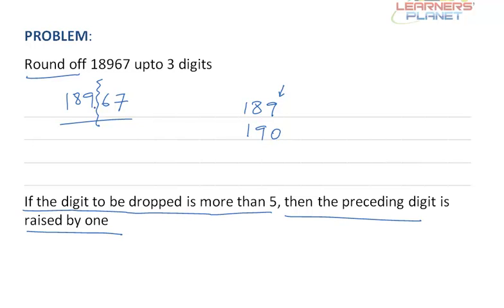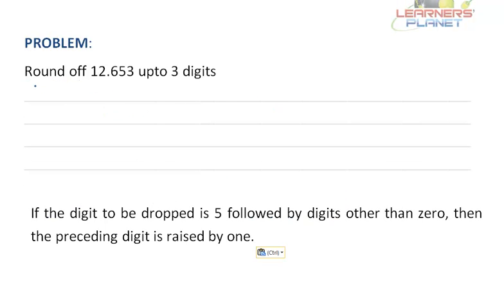Okay, but remember that the total number of significant digits cannot become lesser. So 18967 now will become 19000. Okay, so this is a good problem where you have to take care of rounding off as well as you have to take care of the total number of digits. Okay, now let us look at the next problem.